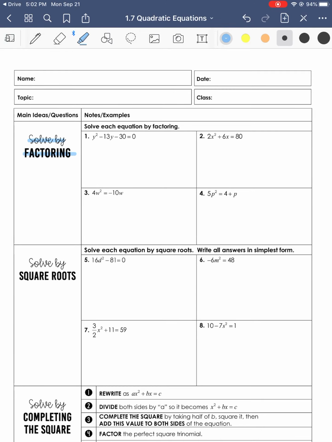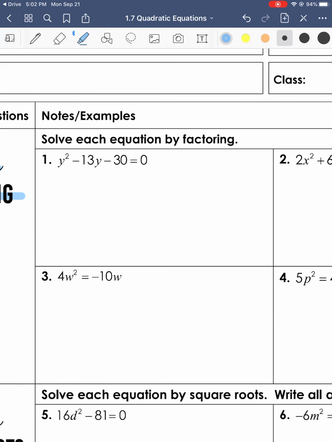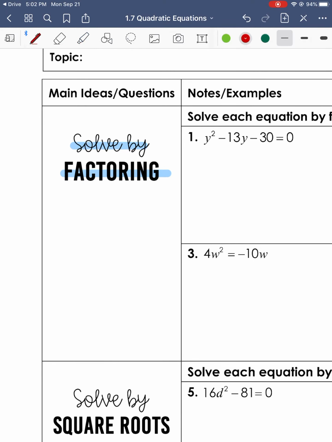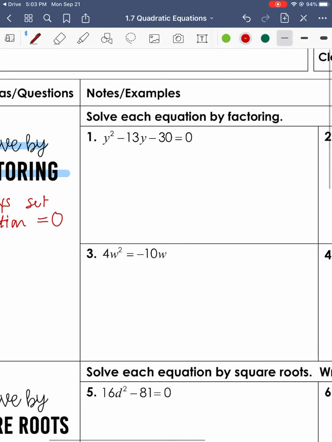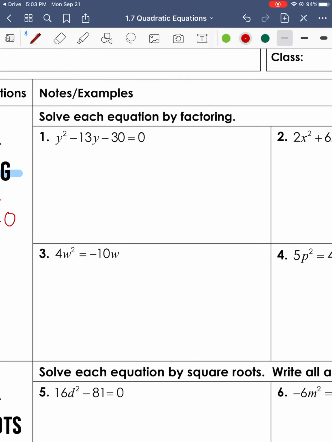Okay, and surprise, surprise, you're going to solve it by factoring the equation. An important thing to remember is you always need to, let's put this first, red's good. Always set the equation equal to 0. Okay, so that means we're just going to get all the terms on one side so that the other side is 0.